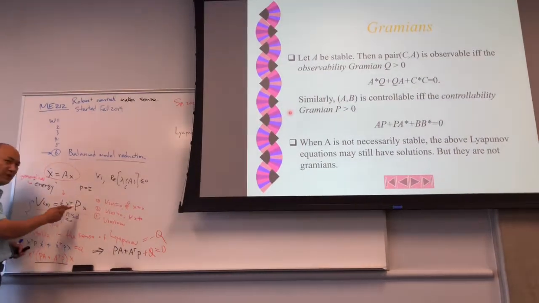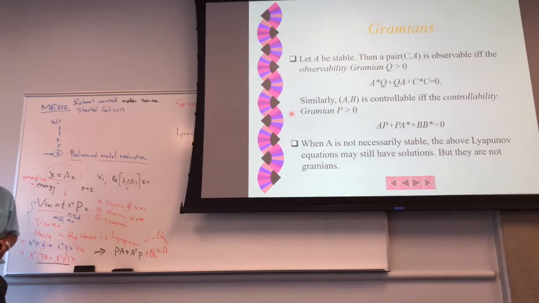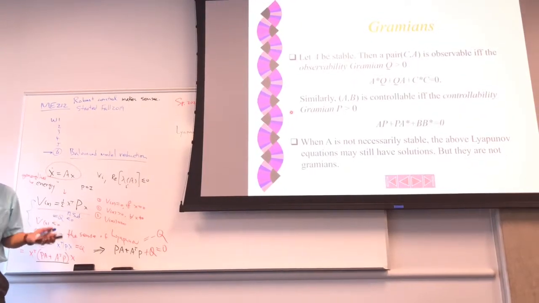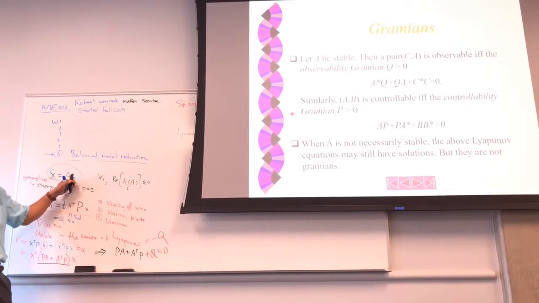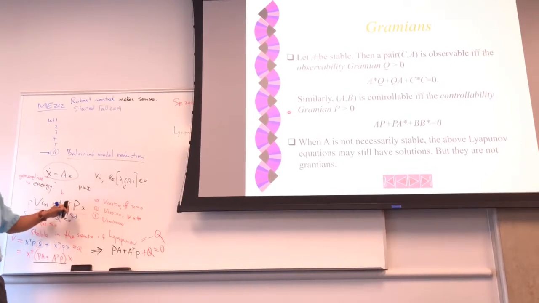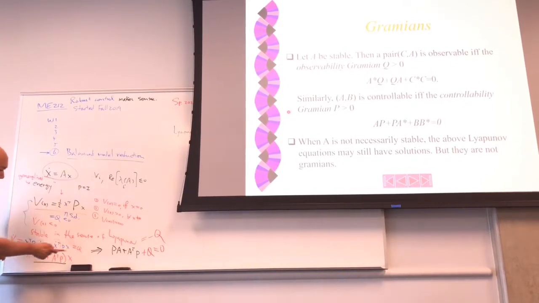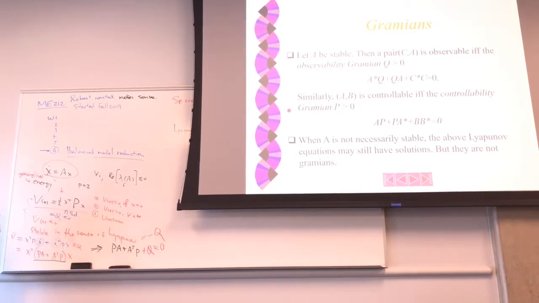The choice of the P is infinitely many. There are so many choices of P to argue about stability. There are so many choices of Q. So either given P, you can find a Q, or given Q, you can find a P. So there are so many choices.